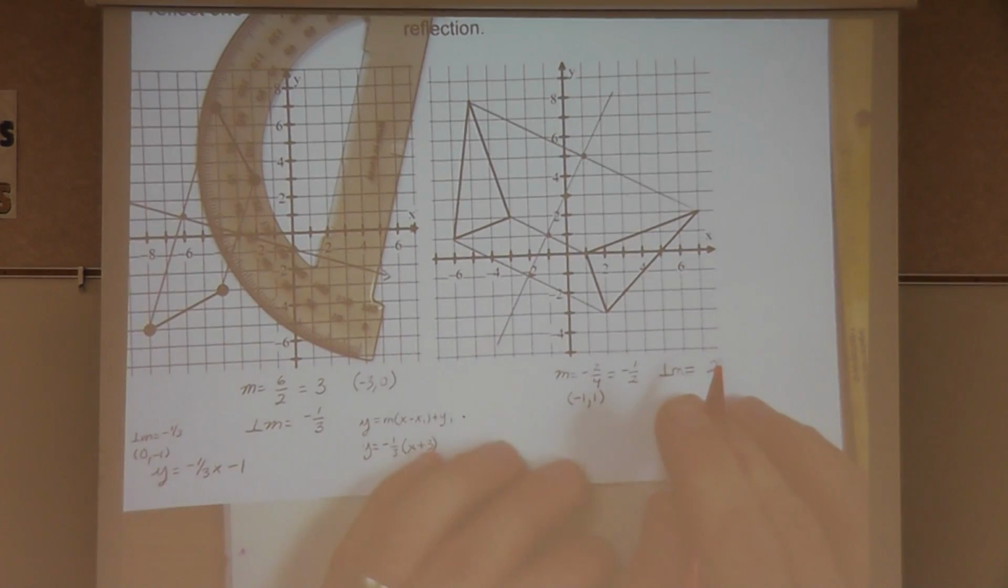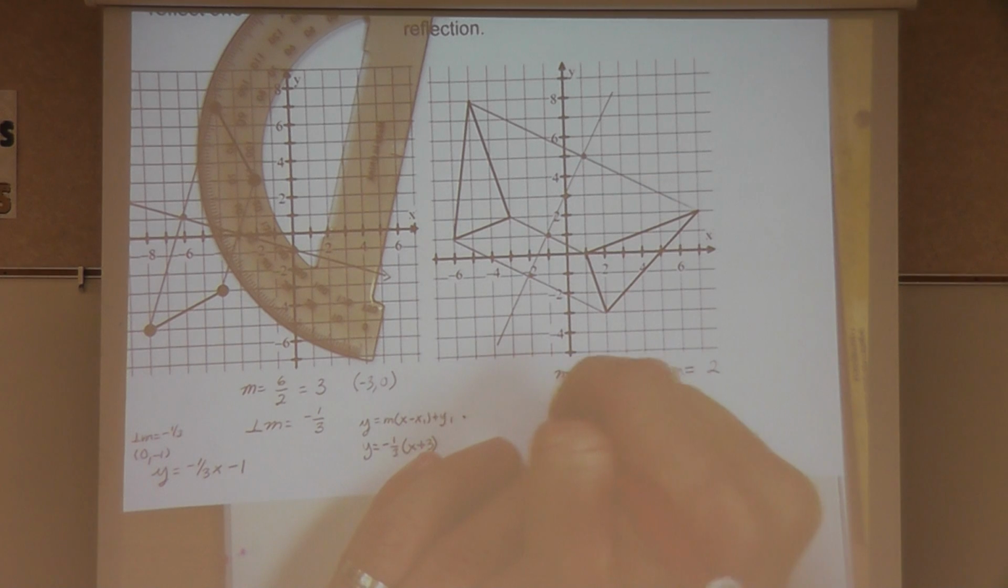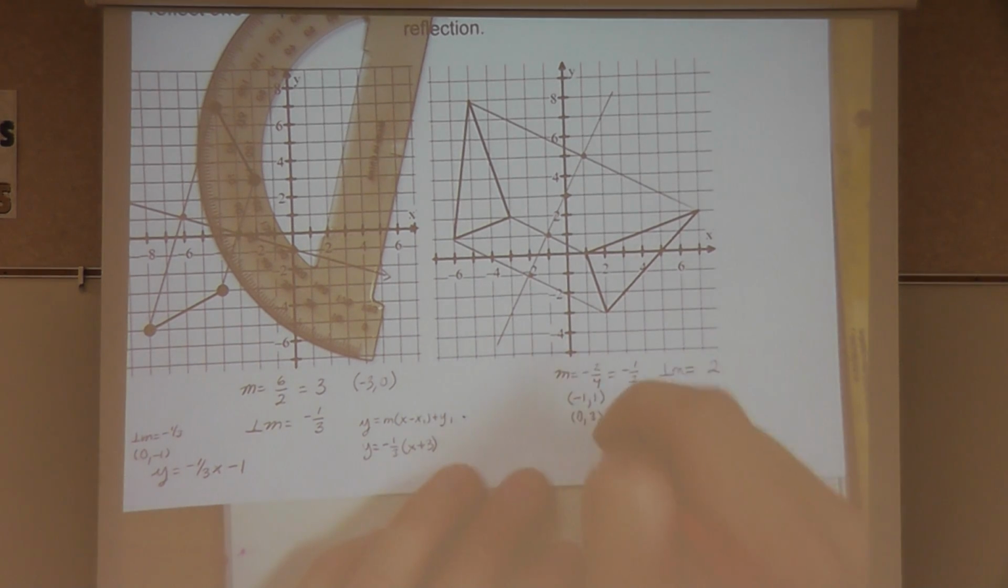And my equation could be in one of two forms. I do have a nice clean y-intercept. The y-intercept is 0, 3. So I can choose. Do I want to write it in slope-intercept form, where the slope is 2, and we have 0, 3 as the y-intercept? So the equation would be this.